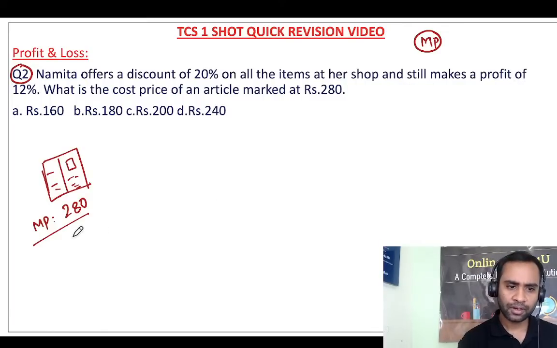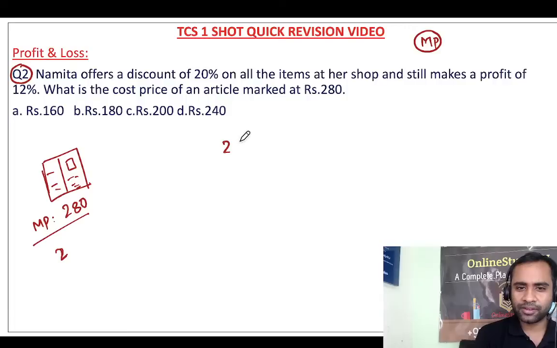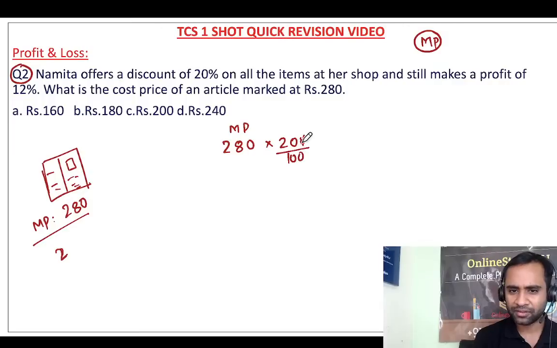Okay. So what is the discount of 20%? On all the items at a shop and still makes a profit of 12%. What is the cost price? So this is nothing but your marked price, and now you are going to give 20% discount on it. So 20% is nothing but 1 by 5. 1 by 5 means 5 fives are 25 and 5 sixes are 30. That means you are going to give 56 rupees discount on the marked price.